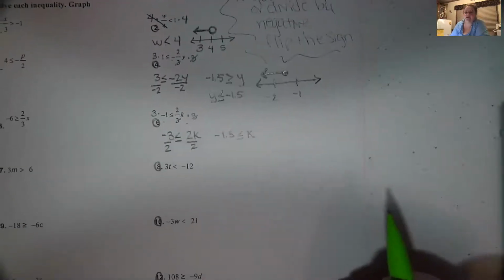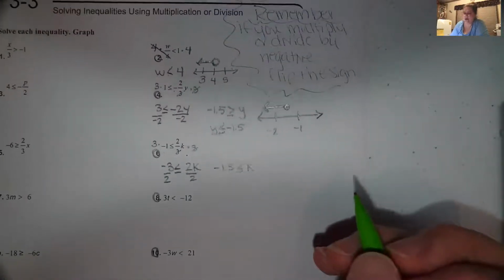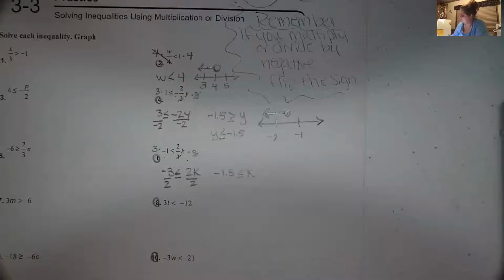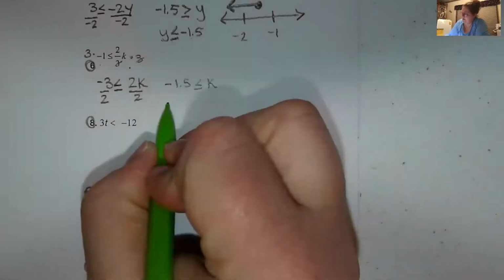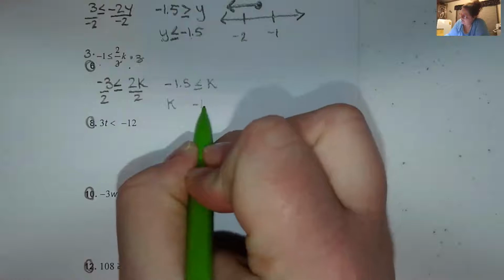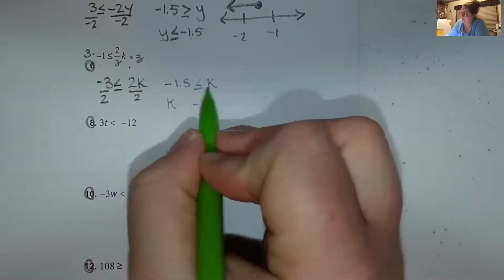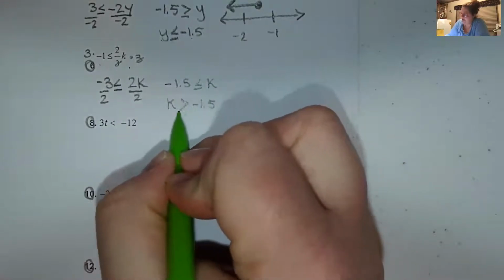Now remember, if I don't like how that's written, I can rewrite that. Let's try zooming in a little bit. Okay, I can rewrite that. I can put k on this side, the negative 1.5 on this side. Which one is it eating? It's eating the k.